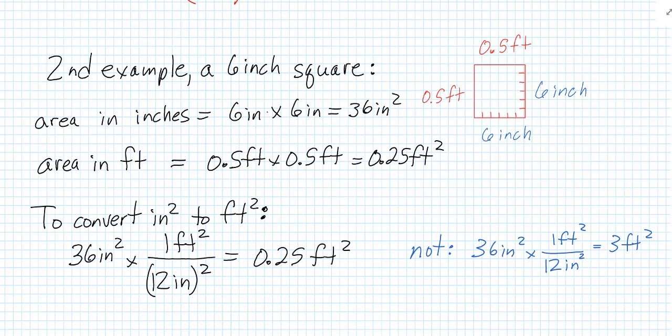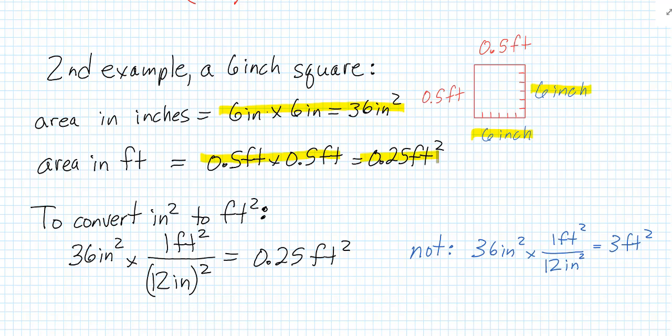This particular box is now 6 inches by 6 inches, or half foot by half foot. To calculate its area in square inches, multiply 6 inches by 6 inches to get 36 inches squared. In terms of feet, though, 1/2 foot by 1/2 foot is equal to 0.25 feet squared.